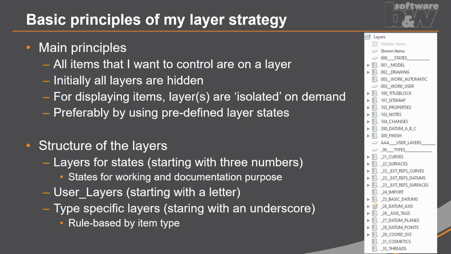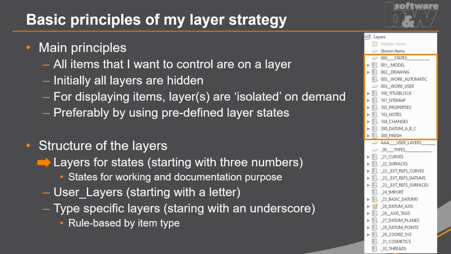First thing, I have to put everything on a layer that I want to control. My initial state is all layers are hidden, so I have a blank Creo screen. And if I want to see things, I isolate a layer on demand. And preferably, I'm using layer states for that.